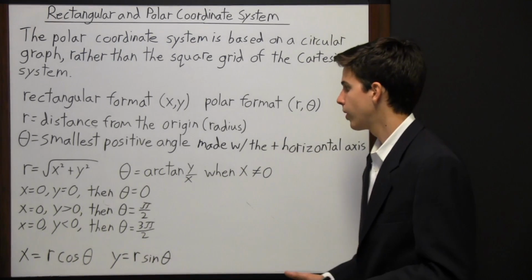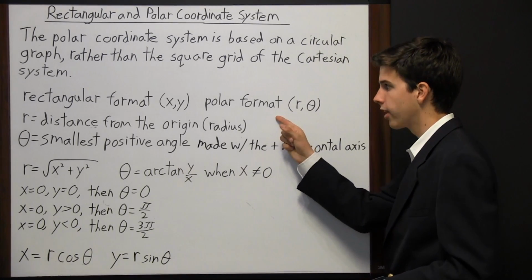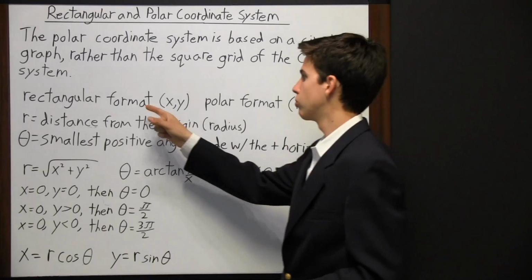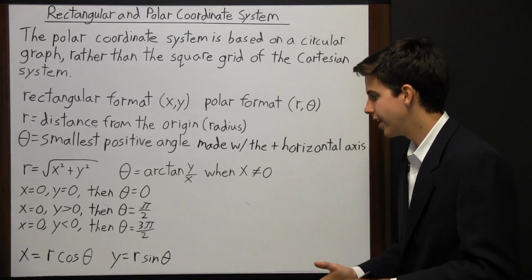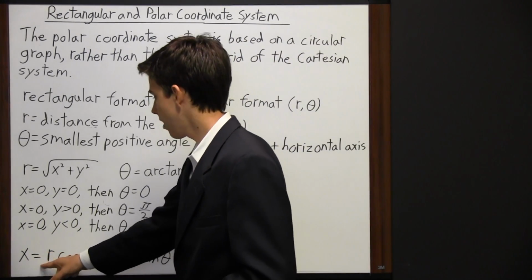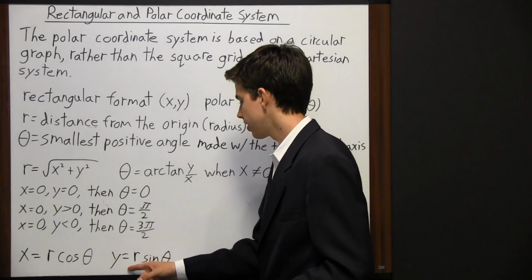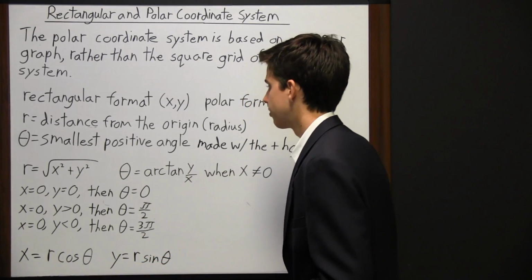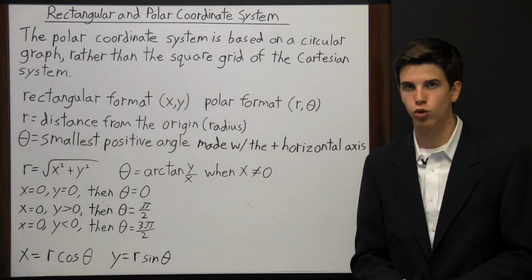Now, we have to be able to convert in the other direction too. So if we have polar format, we have to have a way to convert to rectangular format. Again, we're going to do this by separating it into 2 separate equations. First, we're looking for x, and we're going to find that by r cosine of theta, and then we'll find y by r sine of theta. So that's a look at the rectangular and polar coordinate system.